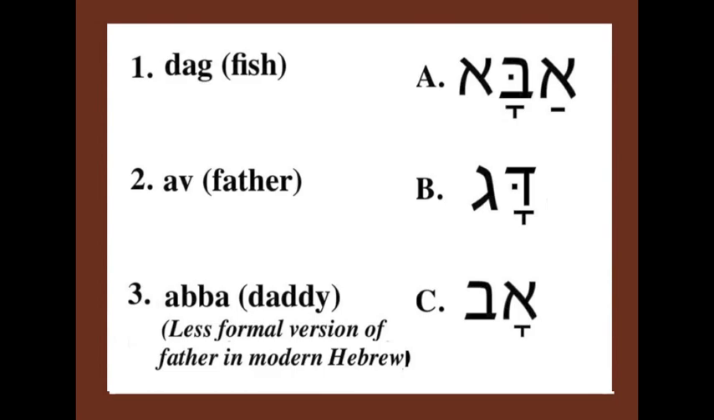Okay, what about word two, av, father? Take a minute. Okay, it's C, av. Remember, the aleph is silent, so you only have the ah for the first letter. And the second letter is the vet with the v sound. You put them together and it's av, father. And the third word you've had before is abba, father or daddy.